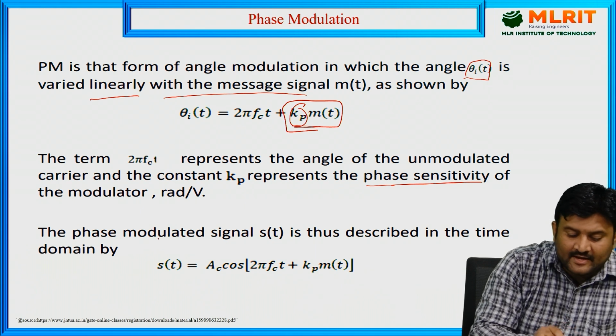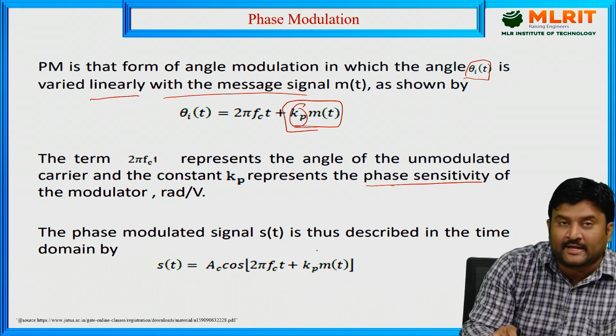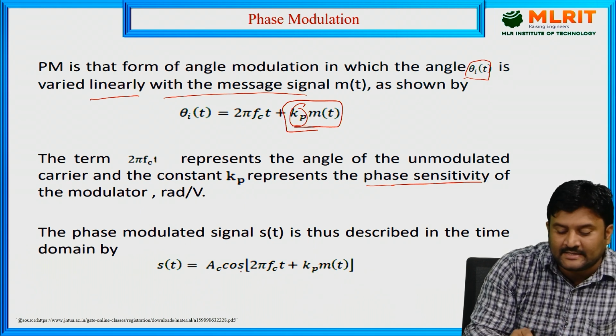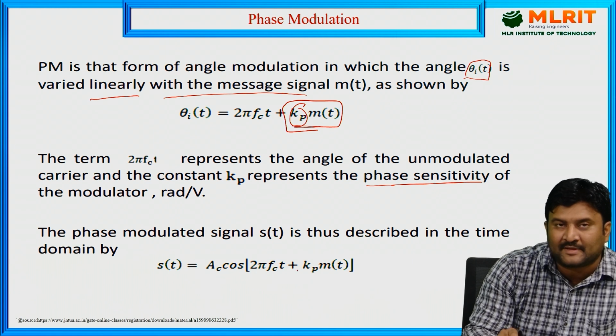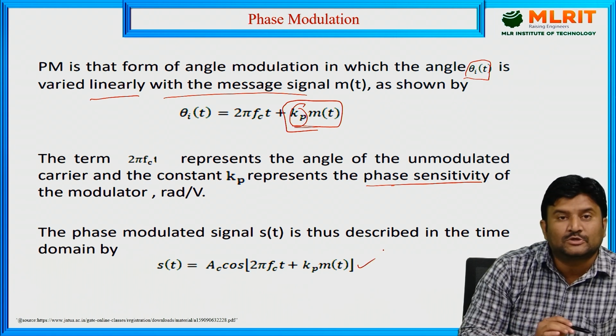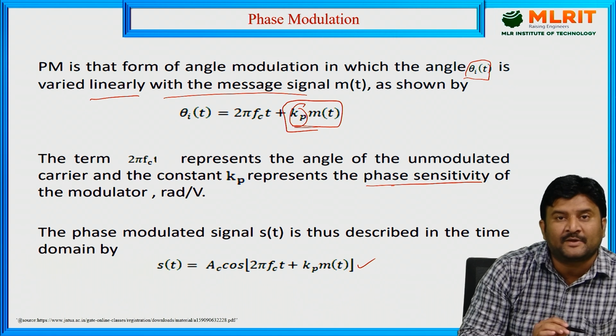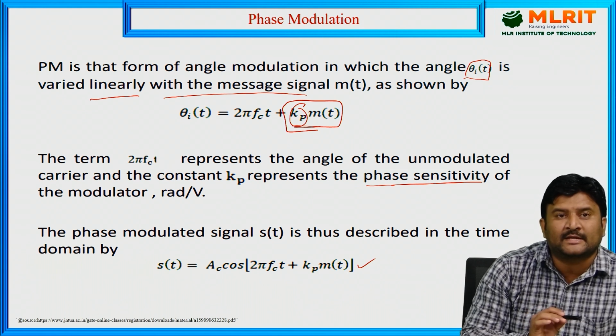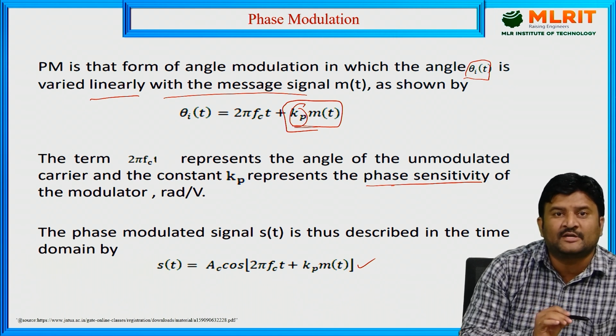and the phase modulated signal s of t is represented as Ac cos 2 pi fct plus kp into m of t. This is nothing but the standard equation of the phase modulation.